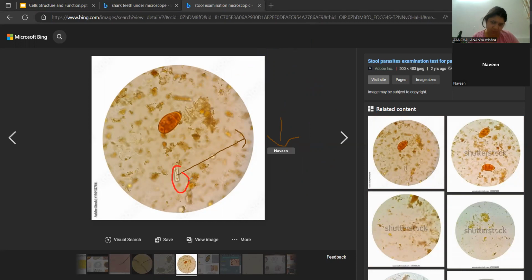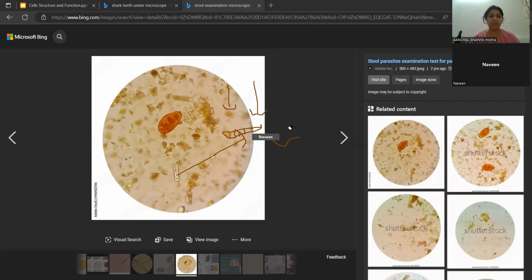There are a lot of things present inside a stool. Okay, I guess this is a plant fiber or something like that. It looks like metal to me. No, no, it's not metal. Okay, so there are a lot of things present. Okay, so I'll just erase it.